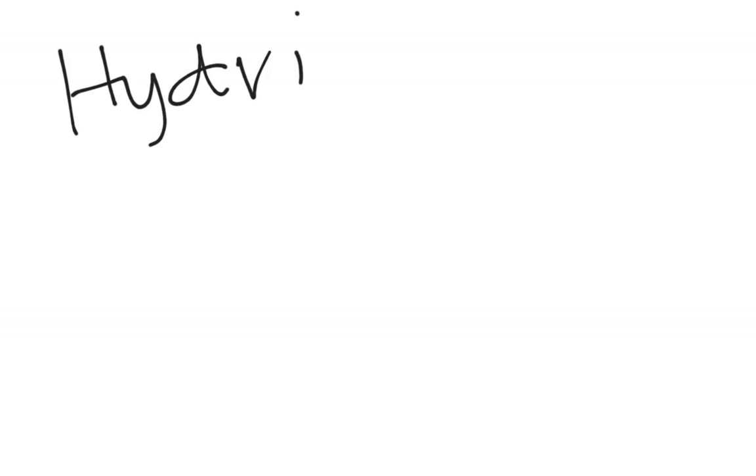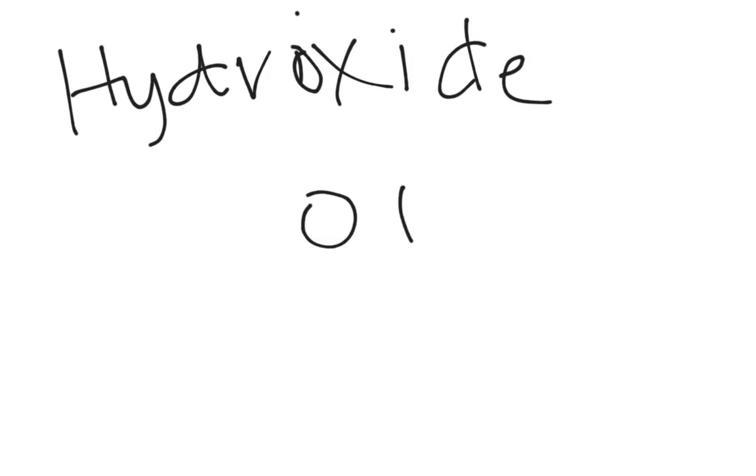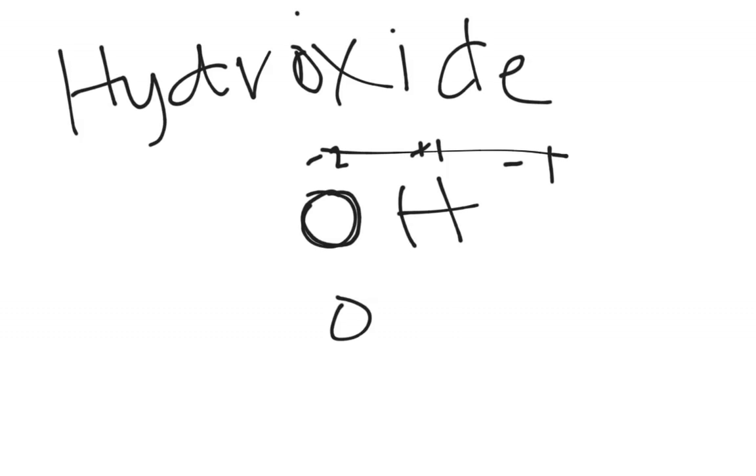Our first one is going to be a hydroxide, and that is just going to be an OH. The charge on this is going to be a -1, which is very easy to determine because this is going to be a -2, this is going to be a +1, so that equals -1. So if you need to, you can work it out that way, but hydroxide is always a -1 charge.